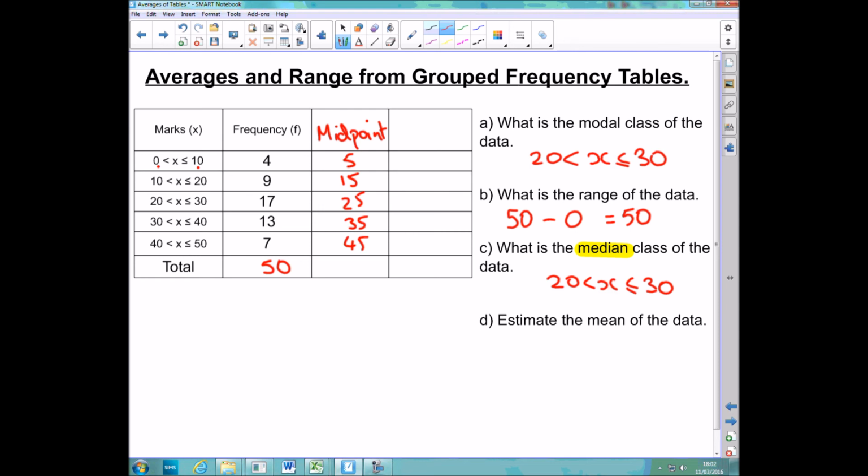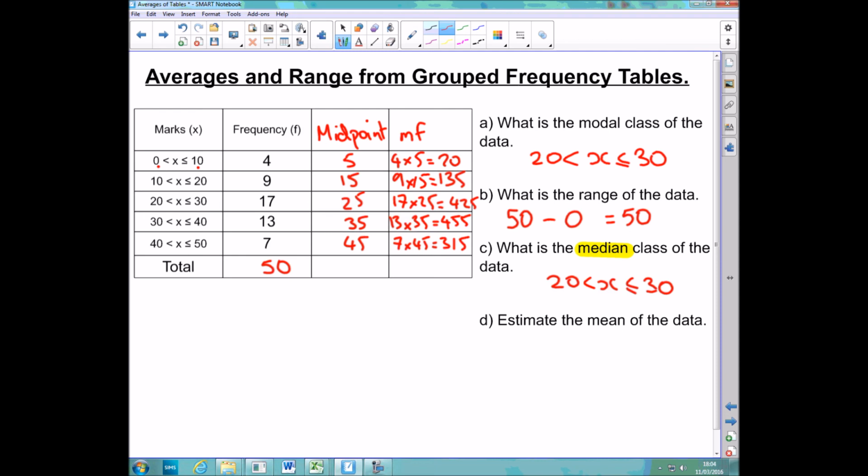Now that I've got these representatives, I'm going to do exactly the same thing I did last time. I'm going to multiply my midpoints by my frequencies. So this time my last column is going to be called MF. So 4 times 5 is 20. 9 times 15 is 135. 17 times 25 equals 425. 13 times 35 is 455. And 7 times 45 equals 315.